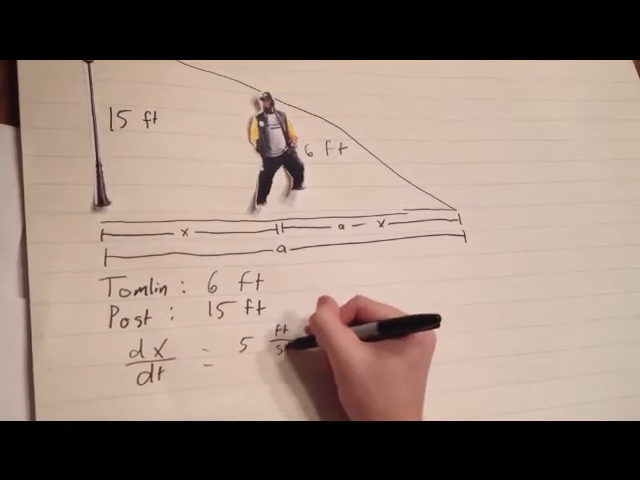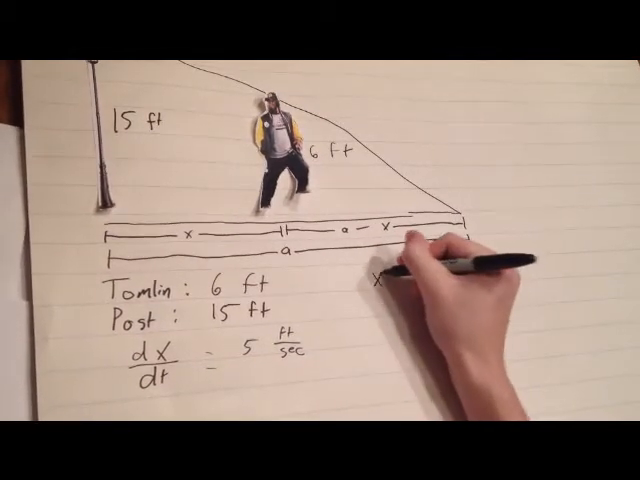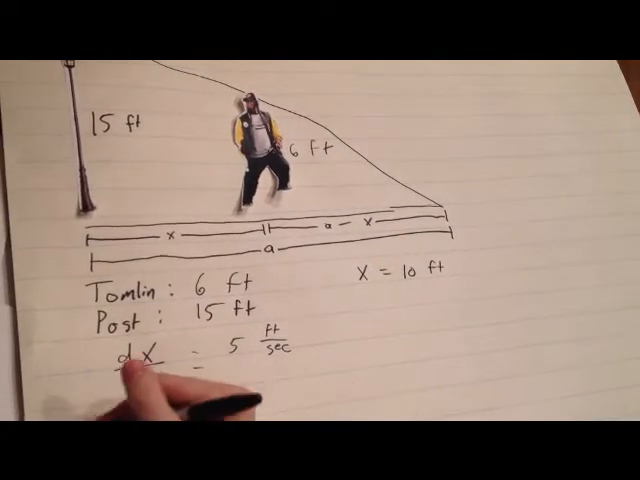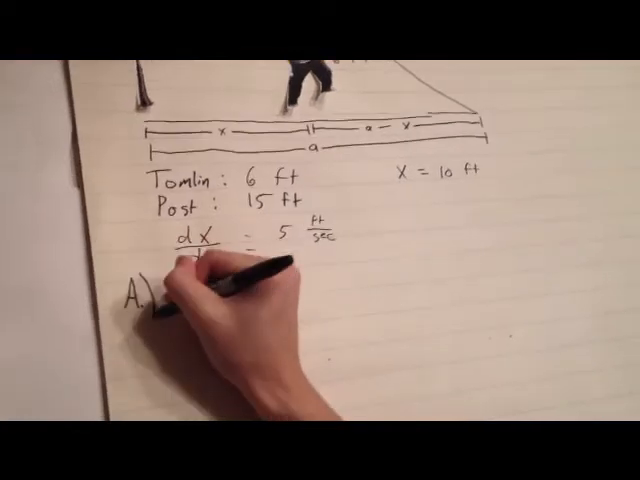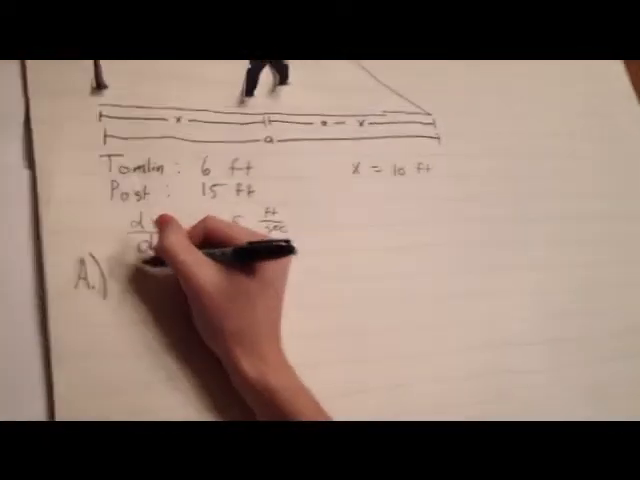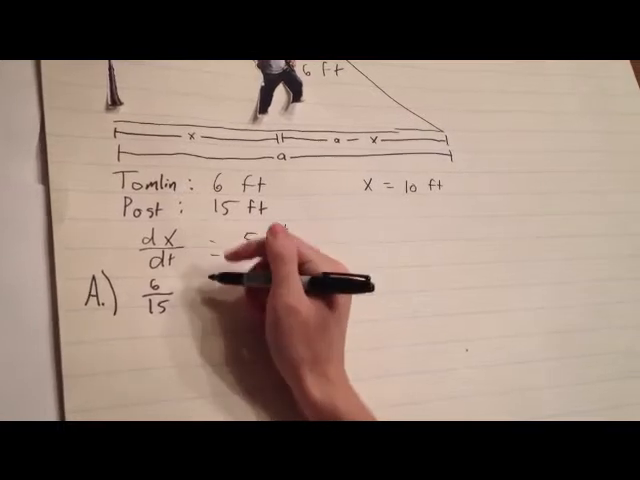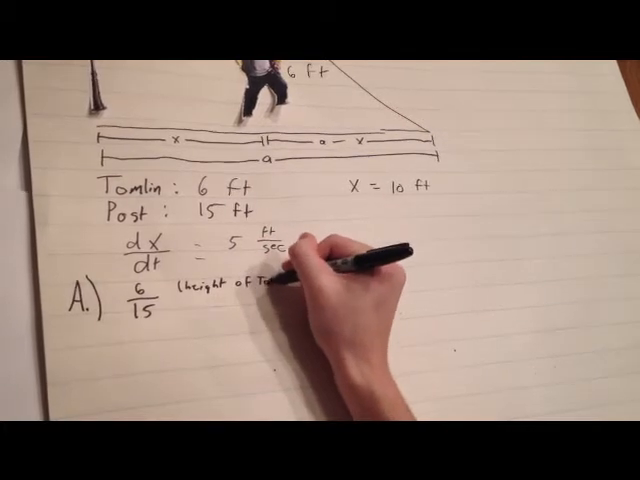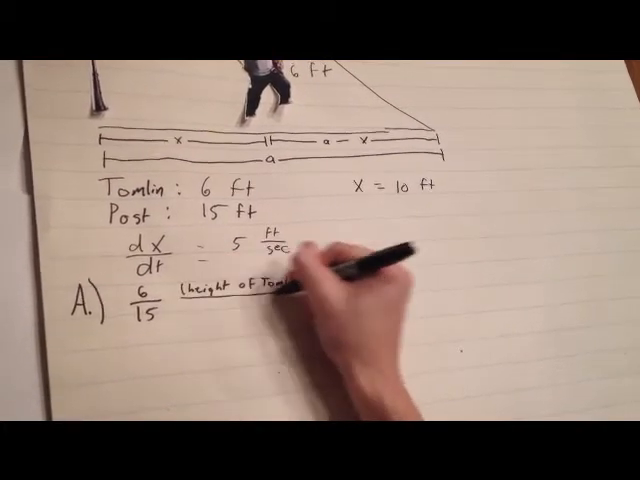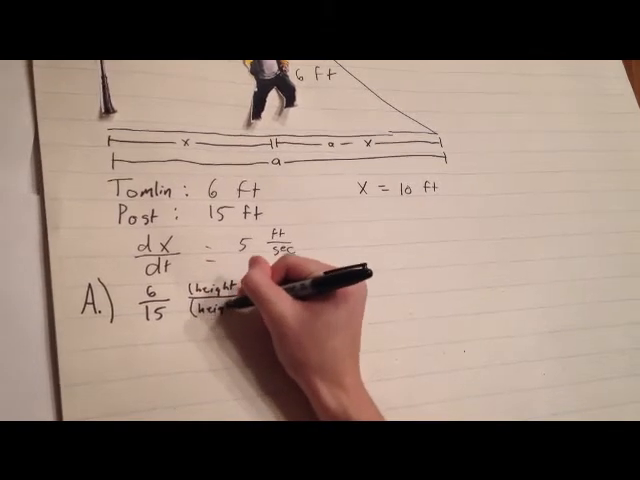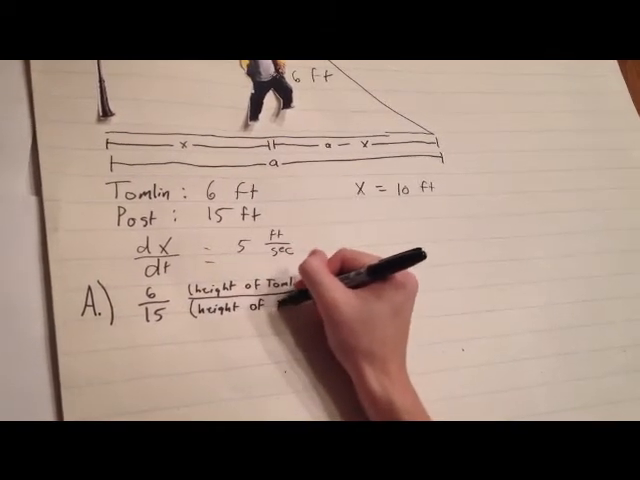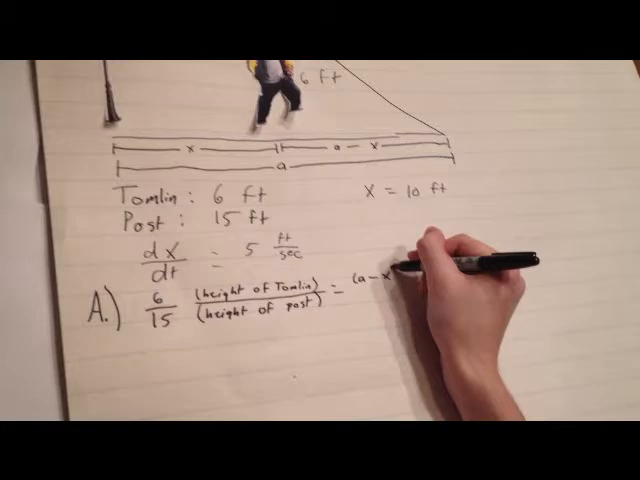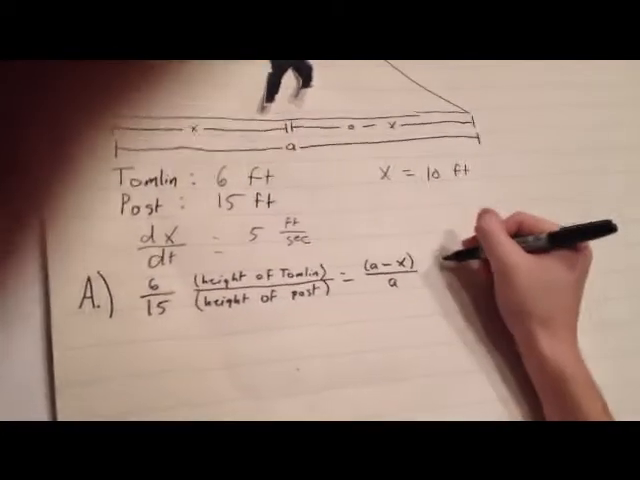Now, question A reads, when he is 10 feet from the base of the light, at what rate is the tip of his shadow moving? So write it out. X, from the post to Mike Tomlin, is 10 feet. Alright? So doing question A here. We want to make a proportion. We'll make 6 over 15, which is the height of Mike Tomlin over the height of the lamppost. That's going to be set equal to, in parentheses, A minus X over A, which is the shadow length over the full length.